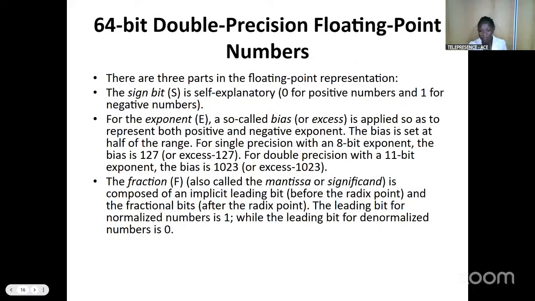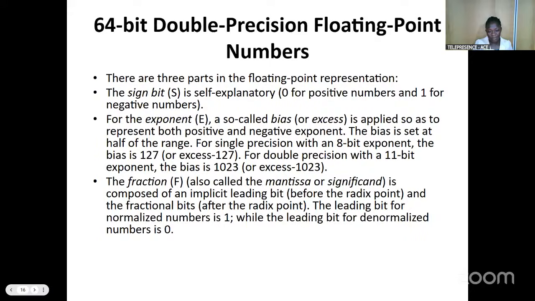So there are 3 parts in floating point representation, just like we had in 32 bits. For the 64 bits, we have the sign bit, which is the first one, and is self-explanatory, as I've said before: 0 for positive numbers and 1 for negative numbers. The sign bit is the most significant one to the left, and what determines whether it is positive or negative is the first number that you are seeing there, whether it is 0 or 1. If it is 0, it is a positive number. If it is 1, it is a negative number.